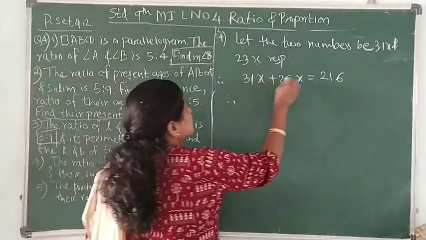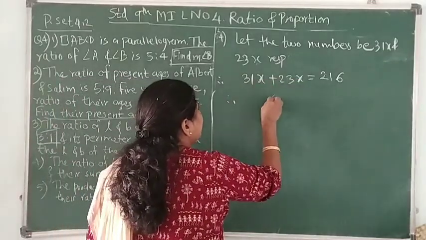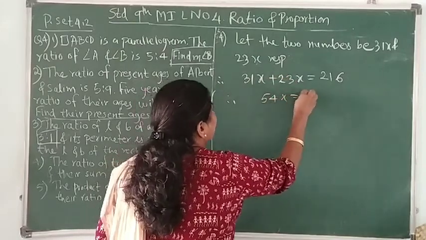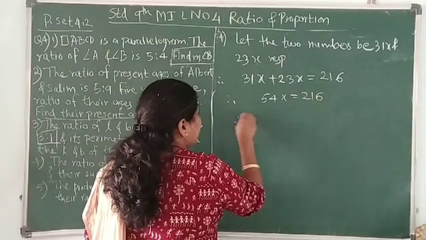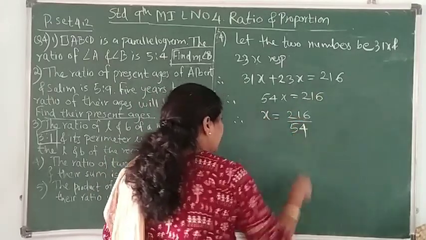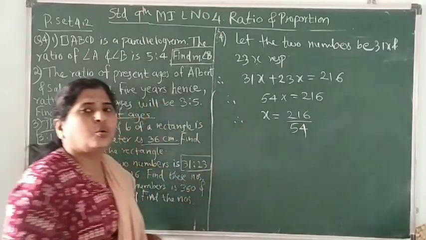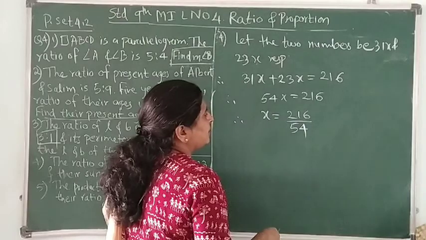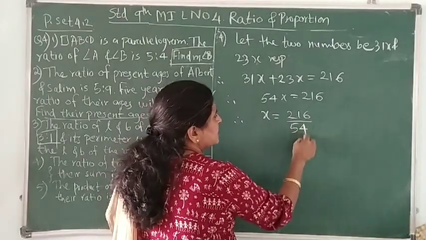So add this, we will get the like terms. 3 plus 1, we get 4. This 3 plus 2 is 5. 54x is equal to 216. To get the value of x, 216 should be divided by 54. Now we cannot find this directly orally, so you need to divide these numbers. You just check by which number you can divide. Now both the numbers are divisible by 2.